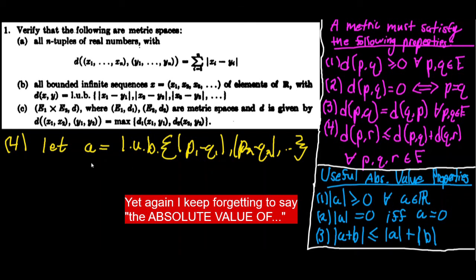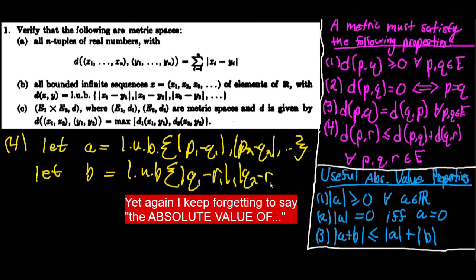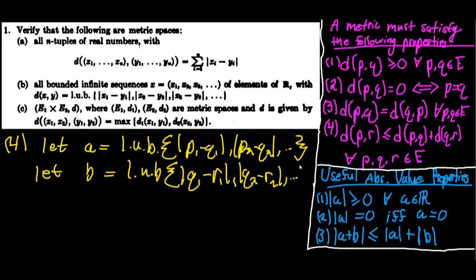And in the same way, I'm going to let B equal the least upper bound of |Q1 - R1|, |Q2 - R2|, and so on. And remember, this implies that A is equal to the distance between P and Q, and B is equal to the distance, as we've defined it, between Q and R.